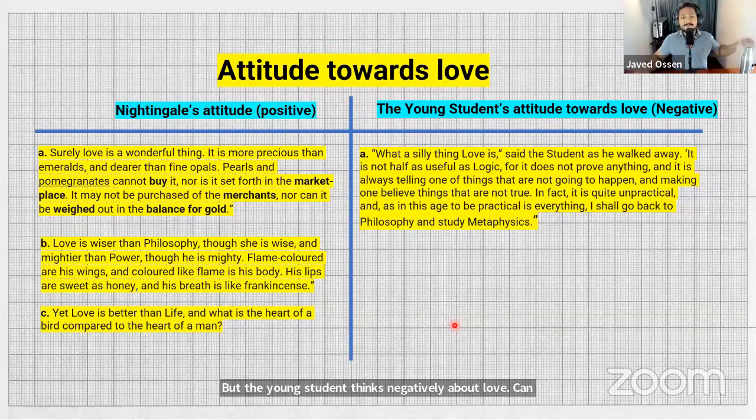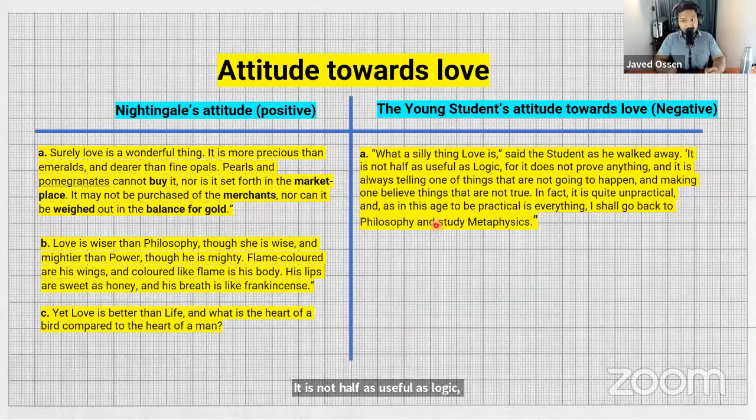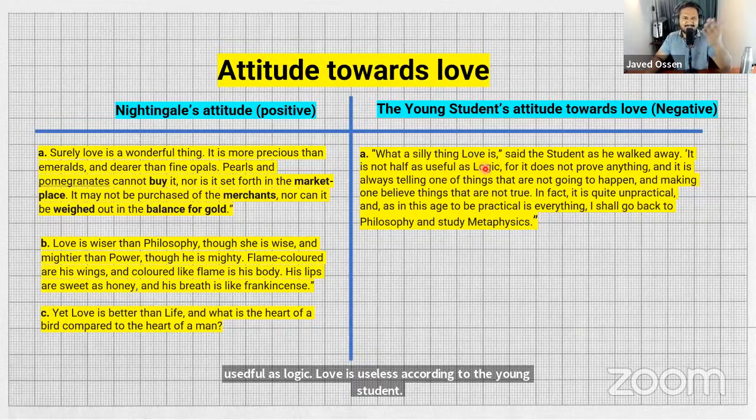The young student has a negative attitude towards love. What a silly thing love is, said the student as he walked away. It is not half as useful as logic, for it does not prove anything. And it is always telling one of things that are not going to happen. What does he say? He says that love is not half as useful as logic. Love is useless, according to the young student. What a silly thing love is.